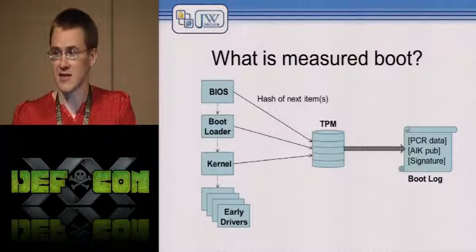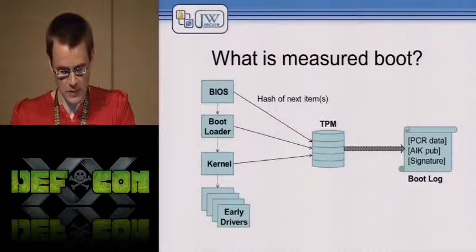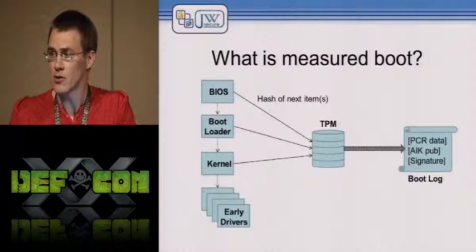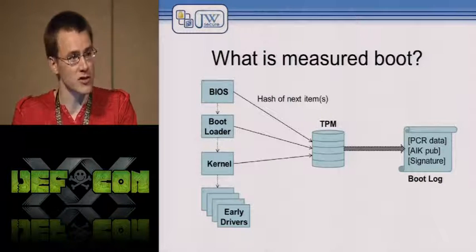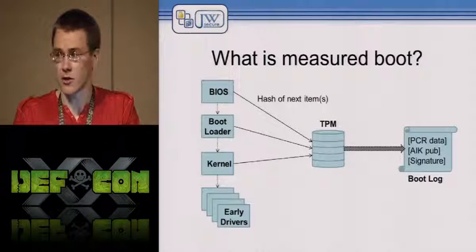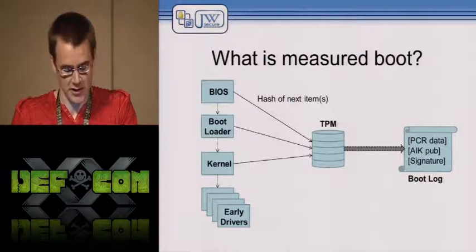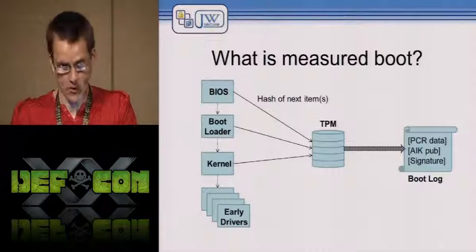So if you see on the left-hand side of the diagram there, starting with the BIOS, it takes the hash of the bootloader, which in Windows is, for example, bootmanager.exe. So it hashes bootmanager.exe, I should say Windows 8 specifically, sorry. It hashes bootmanager.exe and sticks that hash in the TPM. Then it hands off control to bootmanager.exe.